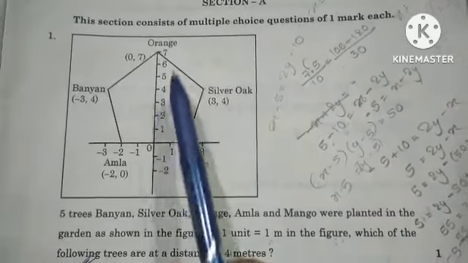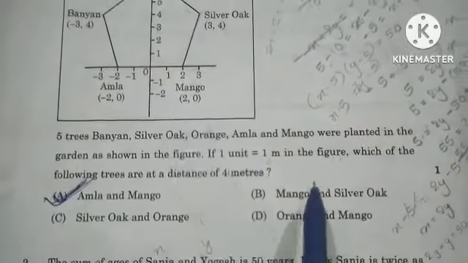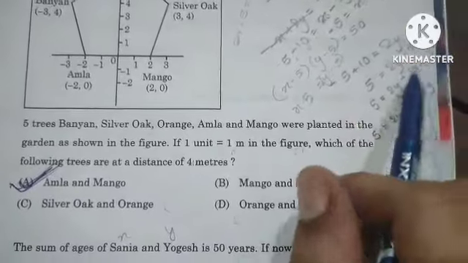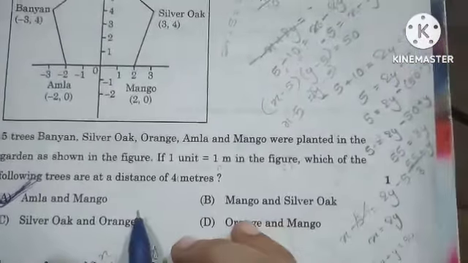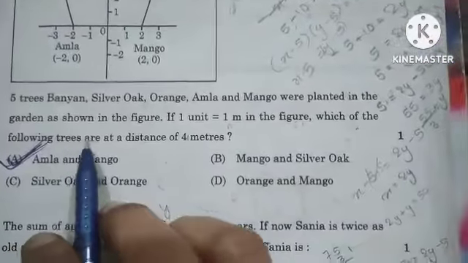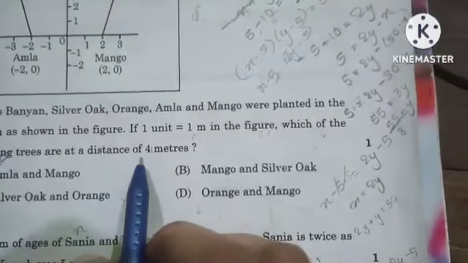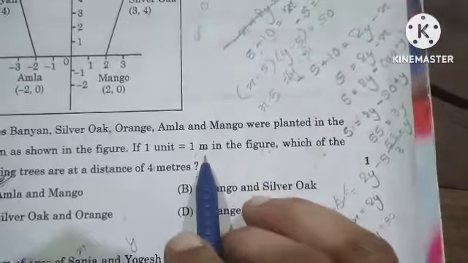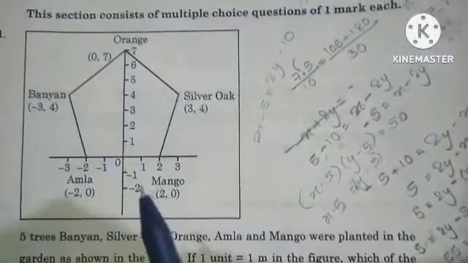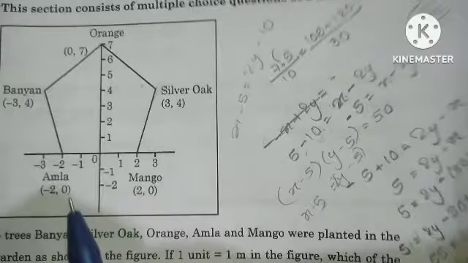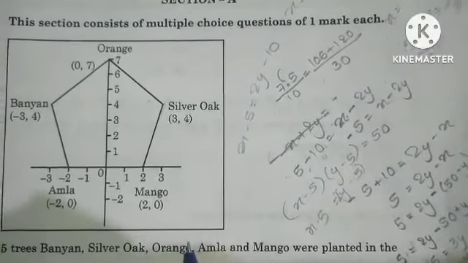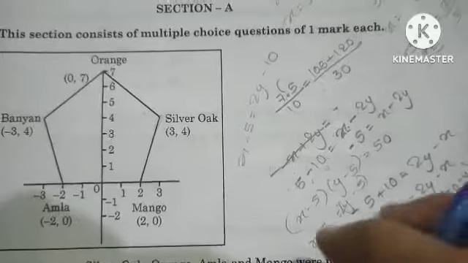So this is question number first, my dear students, and you can read what the question says and what we have to find. We have to find which of the following trees are at a distance of 4 meter, and we get 1 unit is equal to 1 meter. You have clearly seen the figure, and you have to find the names of two trees whose distance between them is 4 meter.